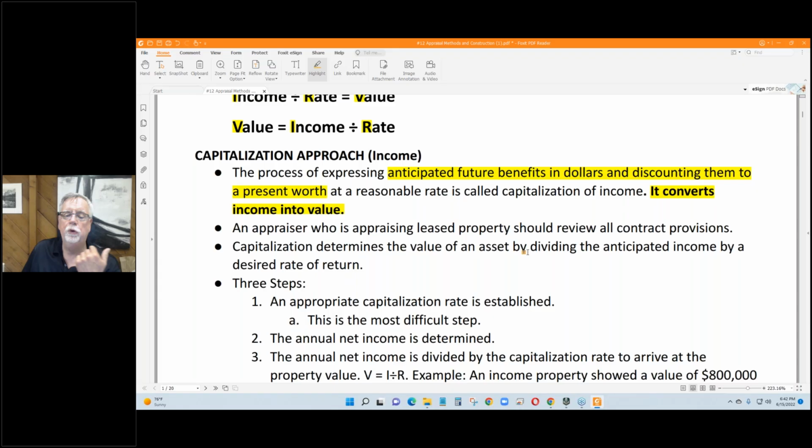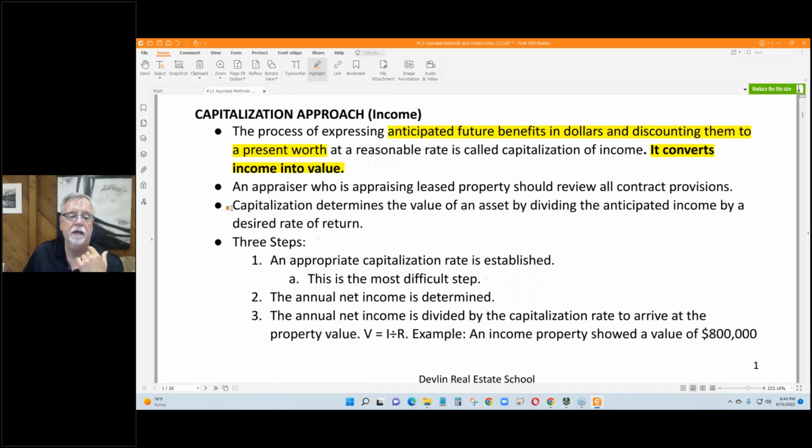An appraiser who is appraising lease property would review the contract provisions. That's just a line from something that's been on the state exam. Capitalization determines the value of an asset by dividing the anticipated income by the desired rate of return. These are restating the same thing, but these are all different ways that this has appeared on the state exam.